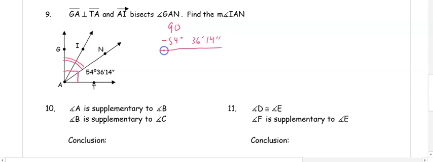So when we subtract, we need to borrow a degree to make 60 minutes, but we need to borrow a minute to make 60 seconds. Now that we have something in every column, we can subtract. So 60 minus 14 is 46. 39 minus 36 is 23. And 89 minus 54 is 35. So then we want to take that and we want to divide by 2.